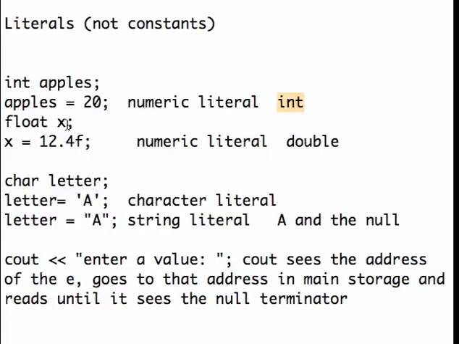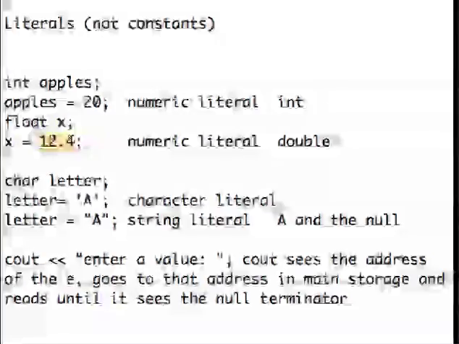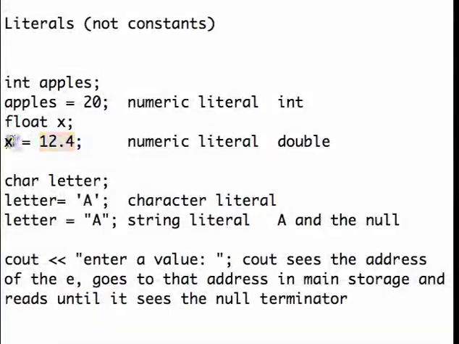float x. x is a float. It can hold a decimal point. Now, if I say x is assigned 12.4, 12.4 is a numeric literal. By default, 12.4 is considered a double. A double is 8 bytes big. x, my variable x, is a float. It's only 4 bytes big. I'm putting 8 bytes of double into 4 bytes of a float.